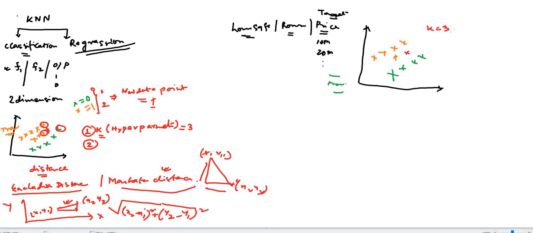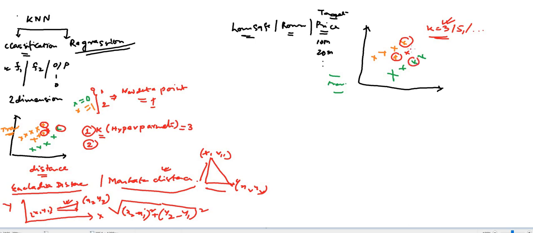So let's consider the k value is 3. It can be 5, it can be 6, it can be infinity. We have to choose the right k value. In this case, just for demo purposes, I'm choosing 3. So what are the 3 nearest neighbors? Probably it is looking like this, and maybe this, or maybe this, something like this.